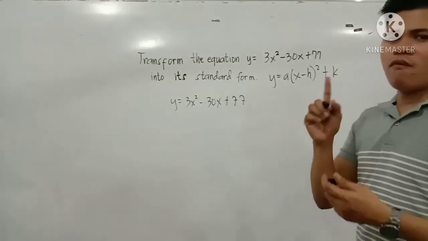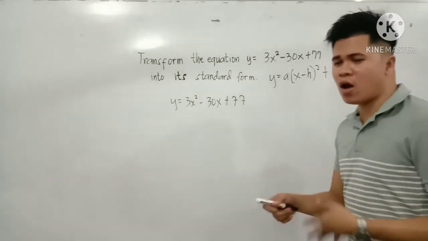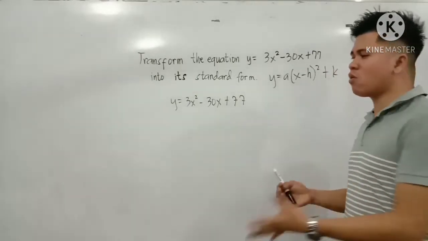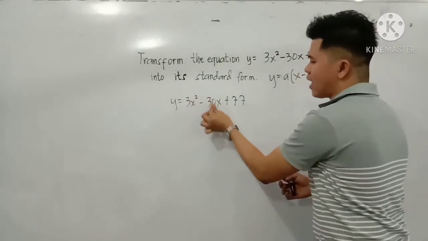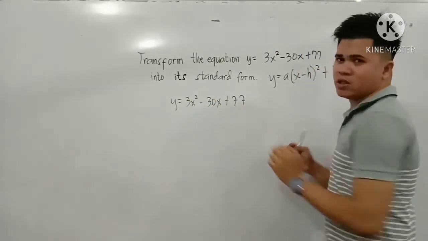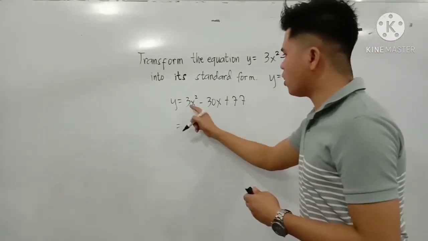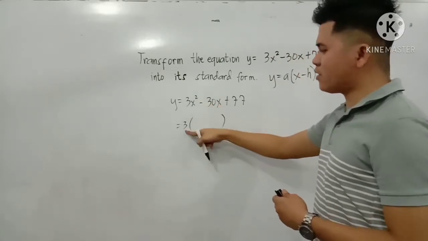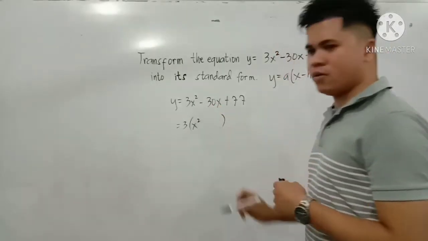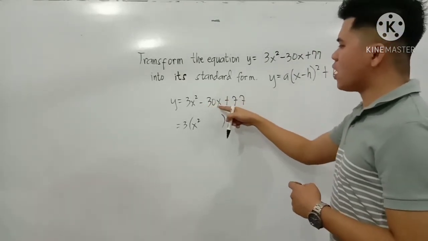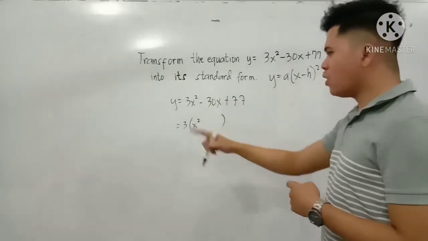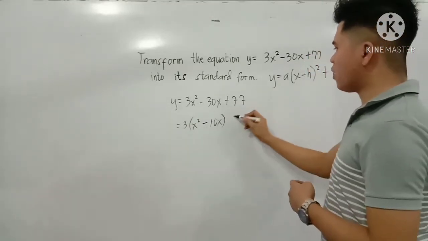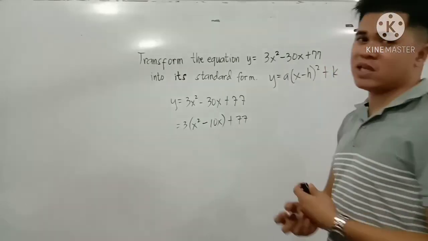So first, factor out the coefficient of our quadratic term to the first and second term. That means we have to factor out this to the first and second term. Do not include the constant. Alright, so let's factor out this one, 3. Then, 3x squared divided by 3 will give us x squared. Then, negative 30x divided by 3 will give us negative 10x. Then, just copy the constant, positive 77.